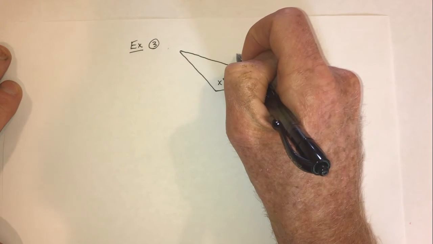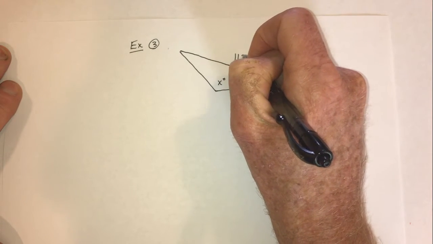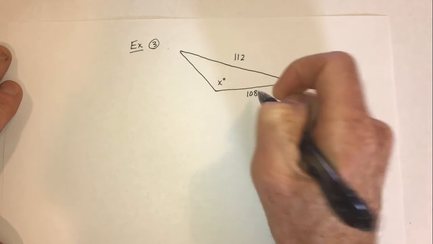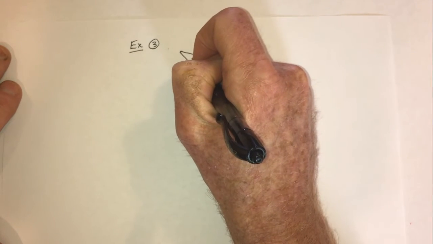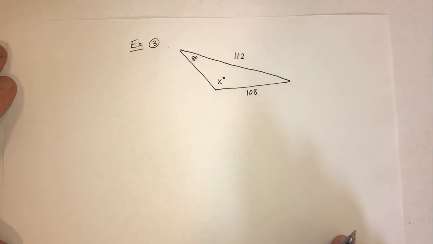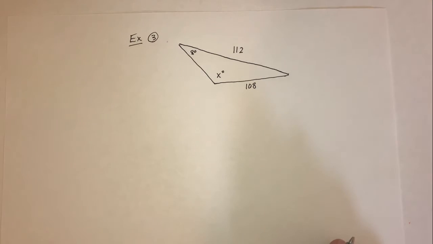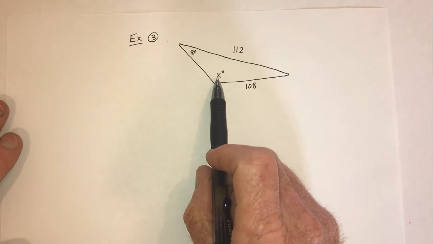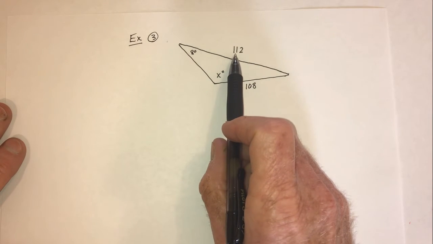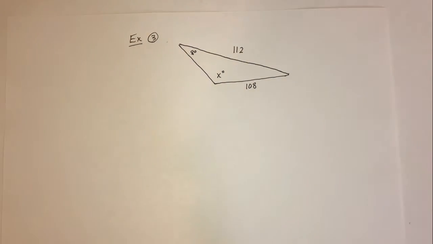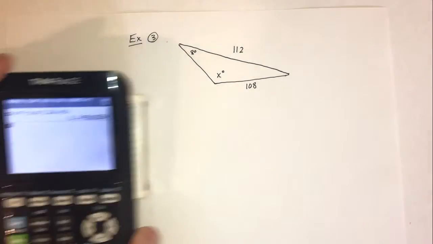And let's say that this side is 112, and this side is 108, and this angle is 8 degrees. Now, hopefully right now your brain is saying, wait a second, that doesn't make sense. If this is a huge angle, this should be way bigger than this, and it's only a little bit bigger. Good thinking. But let's see what happens.